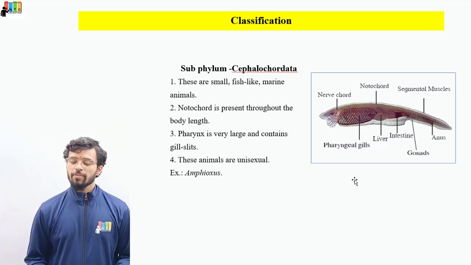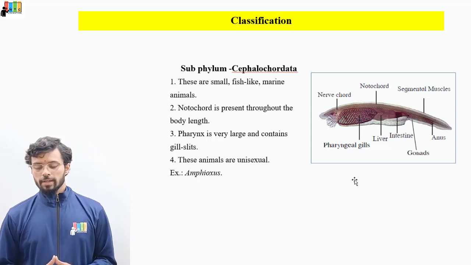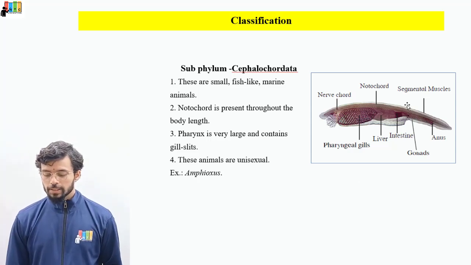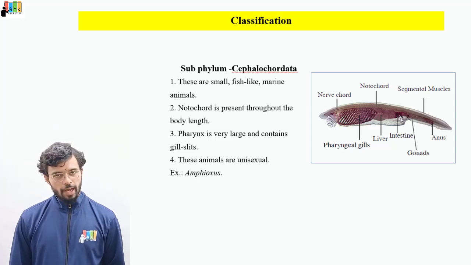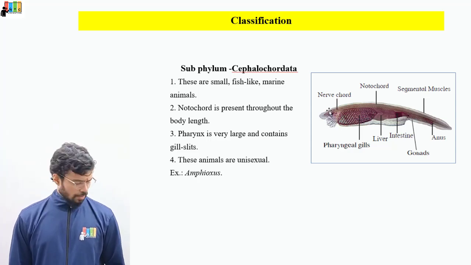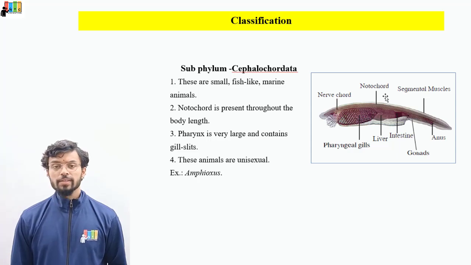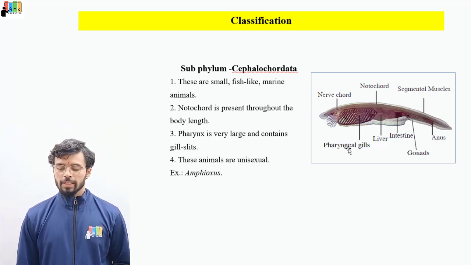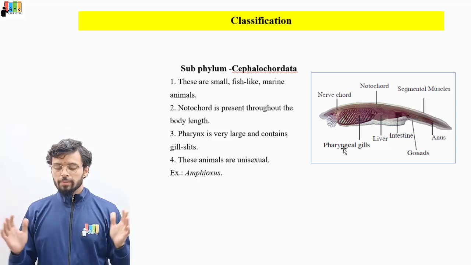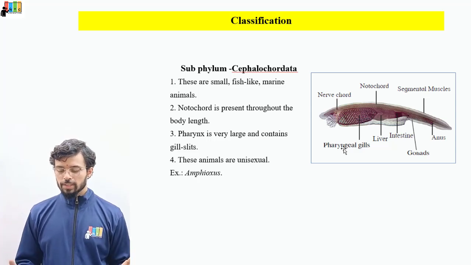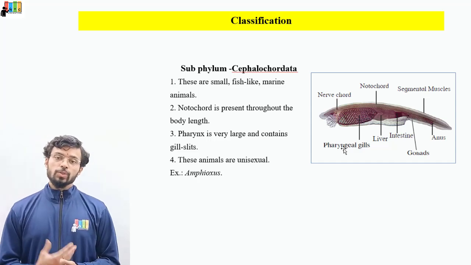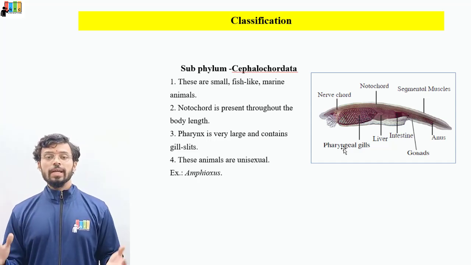Then we have this subphylum of Cephalochordata. Let us see the diagram first, so the description would be easier. So you see this is almost a completely well-developed organism with the dorsal side showing presence of the nerve cord, the notochord, right, and the segmented muscles. The ventral side or the lateral side actually bears the pharyngeal gill slits for respiration. You have the liver, intestine, gonads, and anus. So this is an organ grade level of organization.